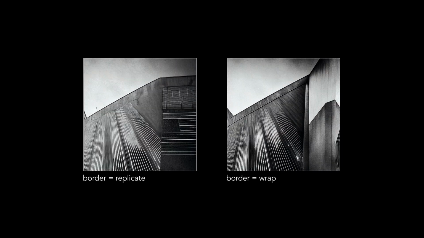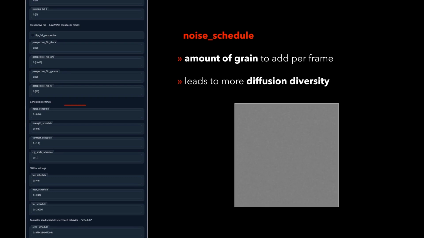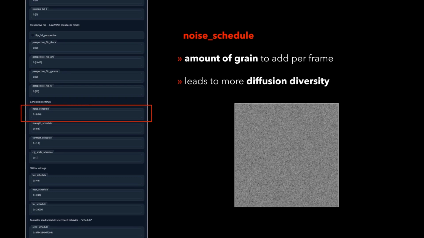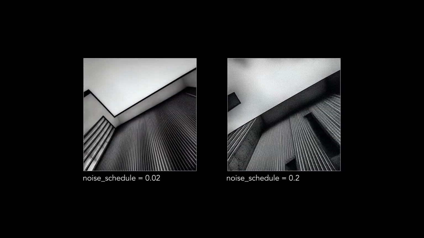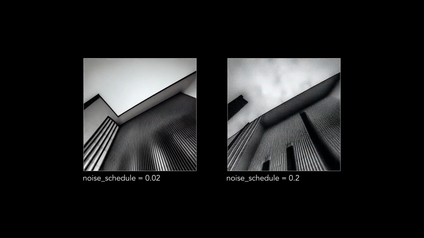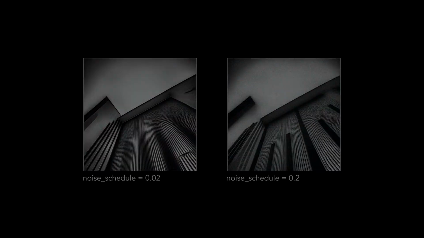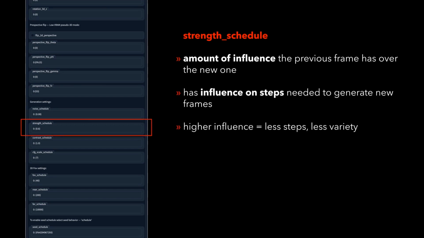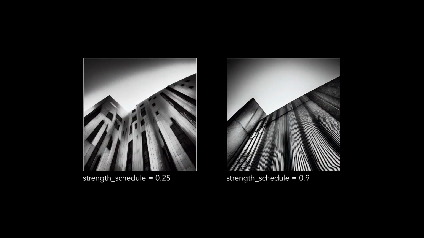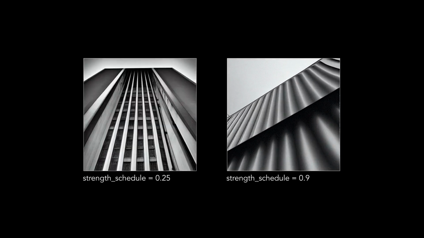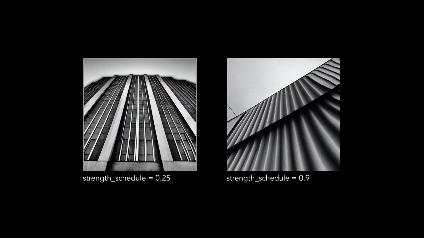Now let's take a look at the general settings that will be applied to any animation mode you choose. Noise schedule determines the amount of grain to add per frame. The higher the value, the grainier your picture will be, which leads to more diversity in your images. Strength schedule sets the amount of presence of the previous frame to influence the next one. A high value will produce more coherence in the image generation, whereas a low value leads to more variety in every image. This value also controls the amount of steps used after the first frame, and you can calculate the steps value using this formula.